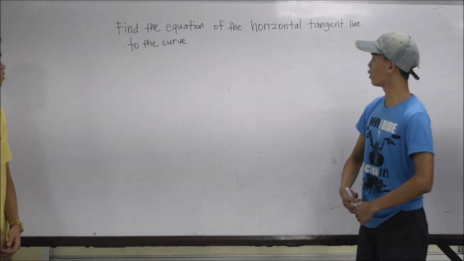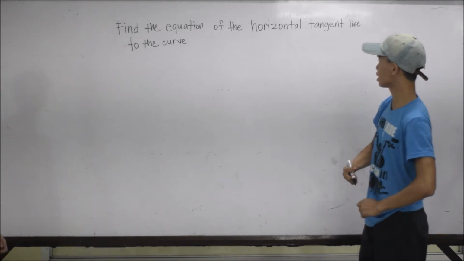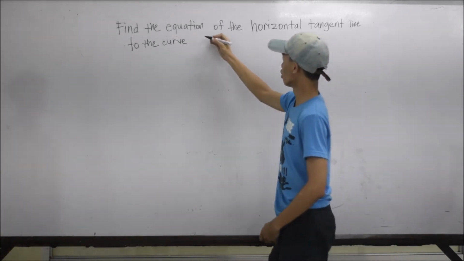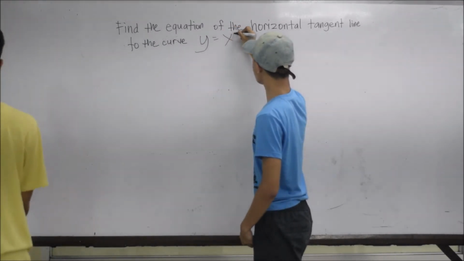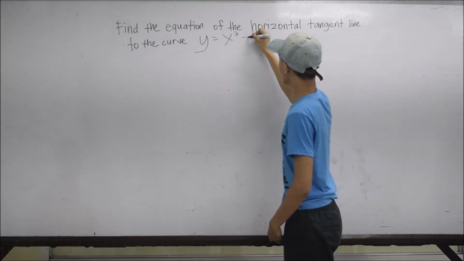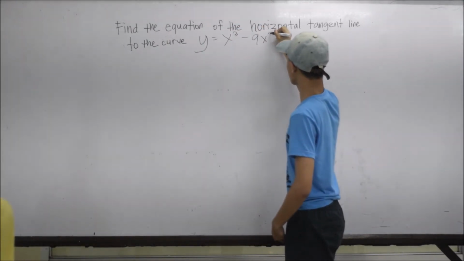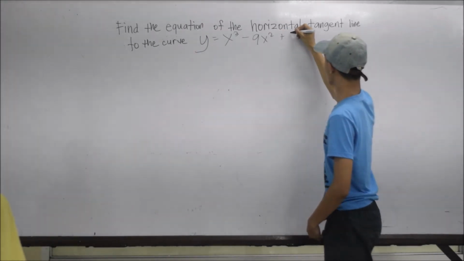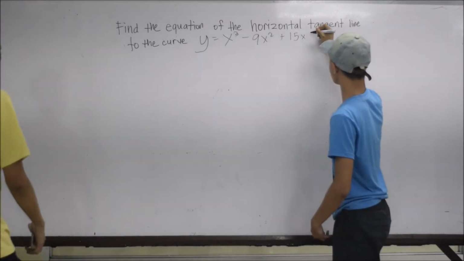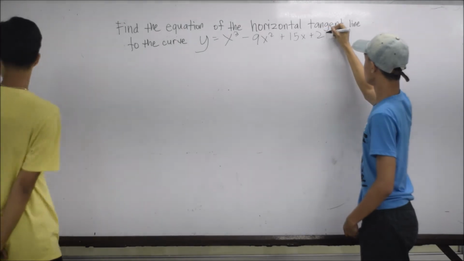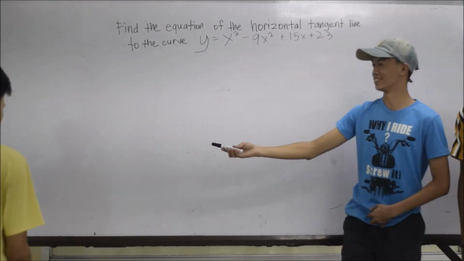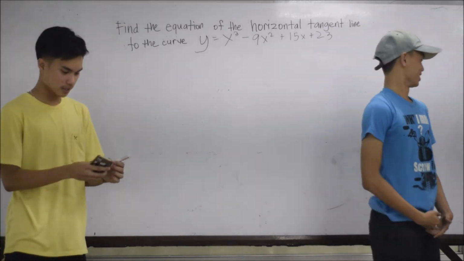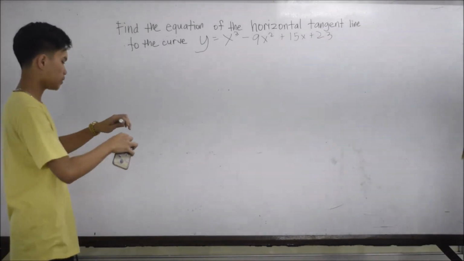Here we are to find the equation of the horizontal tangent line to the curve of y is equal to x cubed minus 9x squared plus 15x plus 23. And here is how to solve the equation. So the first thing to do is to get the derivative form of the equation.